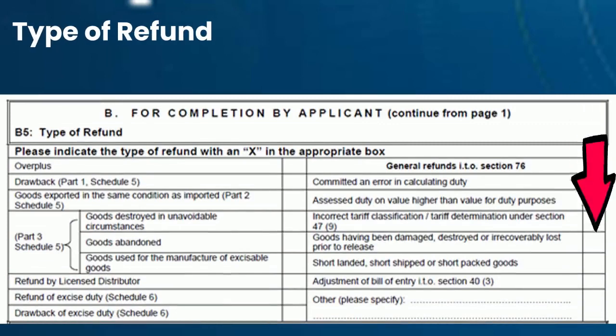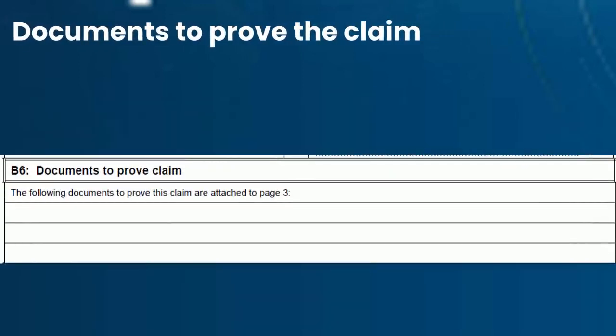Section B5. Mark with an X under Other to indicate the type of refund. Section B6. Indicate the documents used to support the claim that are attached to page 3.